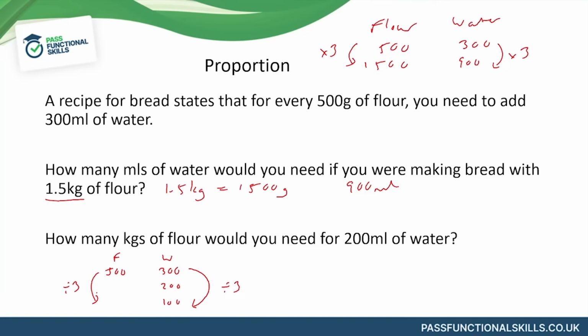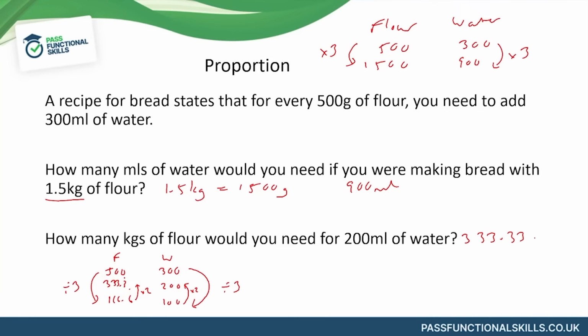And 500 divided by 3 is 166.6 recurring. But we don't want 100, we want 200. So 200 is twice the amount, I'm using twice as much water, so I would need twice as much flour. So I need to multiply the 166.6 recurring by 2, and I get 333.3 recurring.